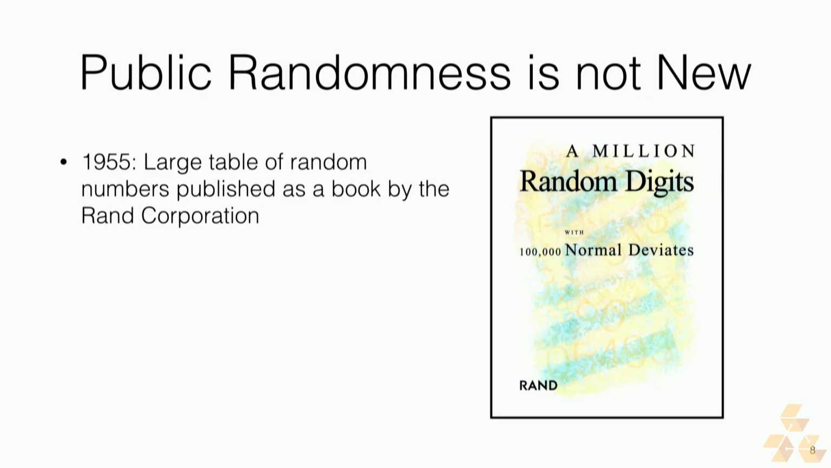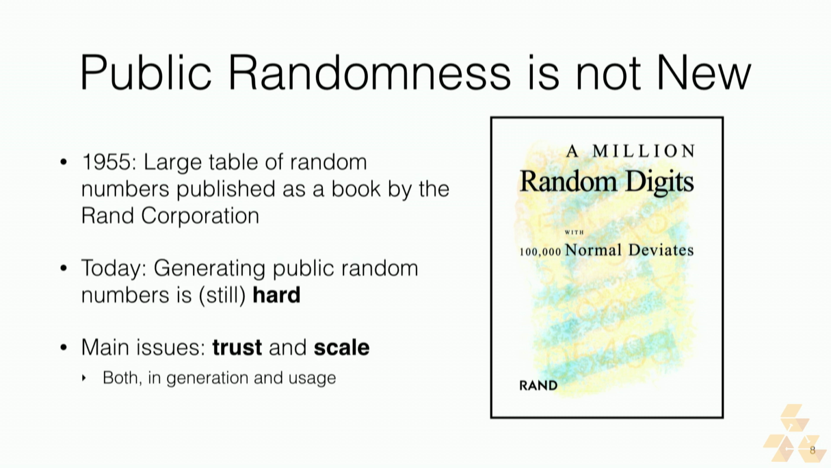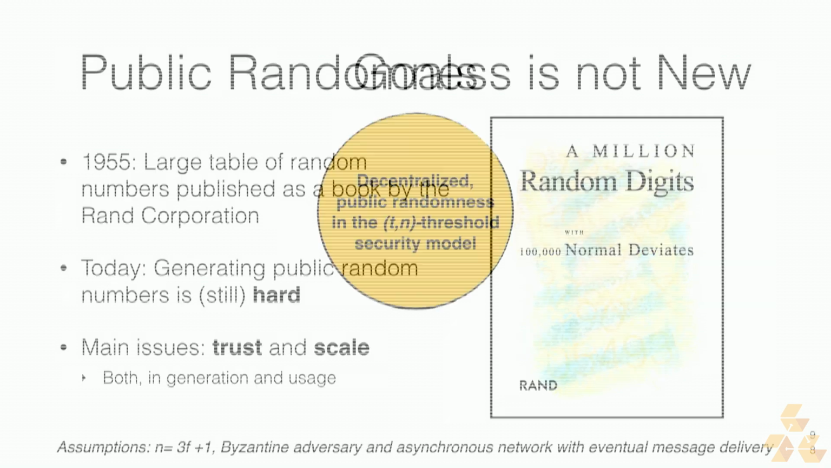Public randomness is not new, right? For example, in 1955, there was a large book with a table of randomness sold by a corporation called the Rand Corporation. You could just use these random numbers that were published in that book. Of course, today we still need public randomness, but just getting public randomness that you bought from a book is not enough. Generating public randomness is really hard, and the main issues that you face are the issues of trust and scale, both in the generation and the usage.